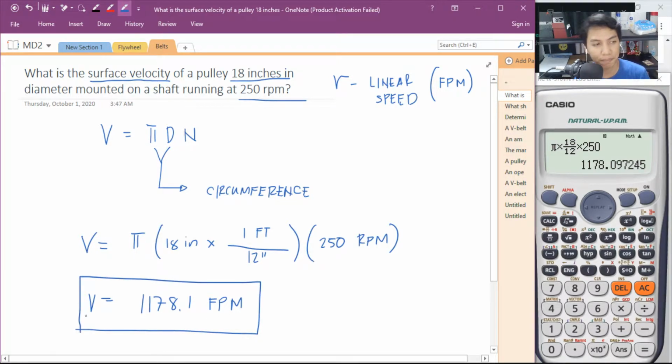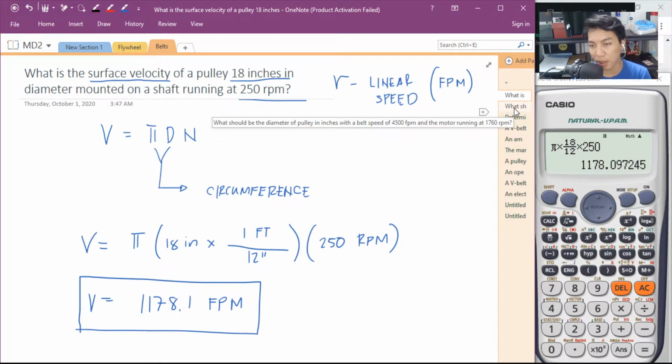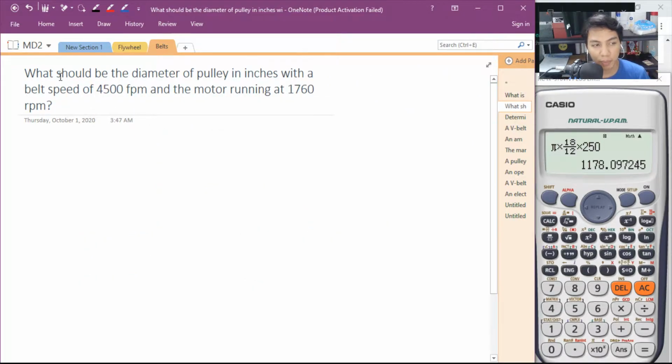Very easy. Pero these are commonly para sa mga board problems. Doon ko lang kinukuha itong mga questions. And how about number 2? What should be the diameter of the pulley in inches with a belt speed of 4,500 feet per minute and the motor running at 1,760 RPM?